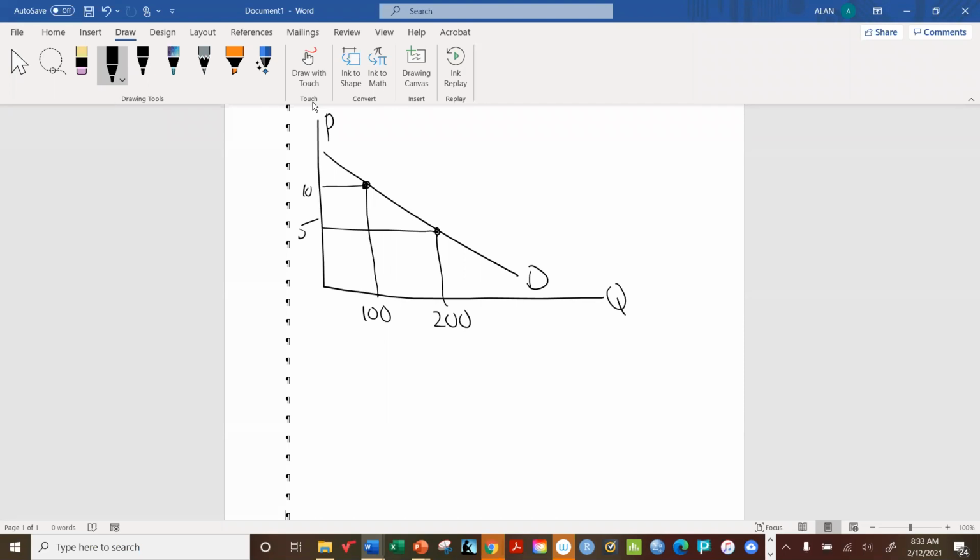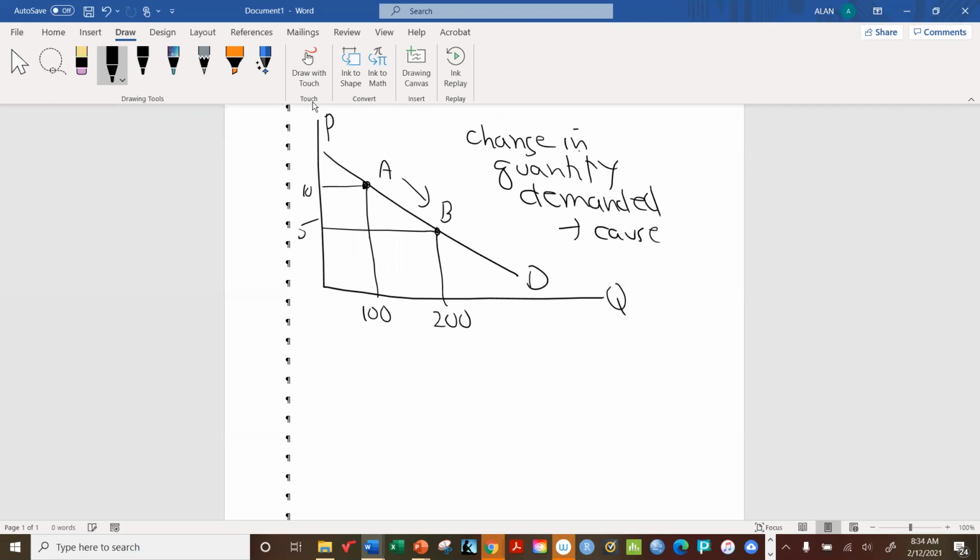Now, we also mentioned that moving up and down the same curve like this, let's say from A to B, is referred to as a change in quantity demanded. Okay, quantity demanded. So this is only caused by a change in price. If the price changes and nothing else changes, we move up and down the same curve, and this is referred to as a change in quantity demanded, caused by a change in price.